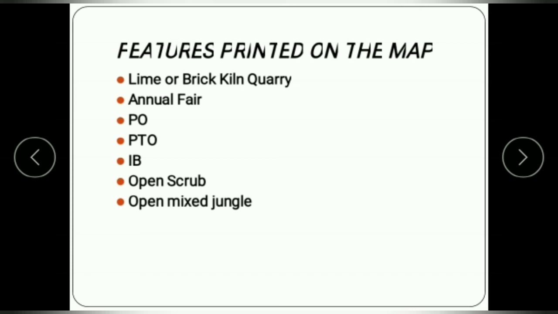So this was all about the conventional signs and symbols which are used in the topographical maps.